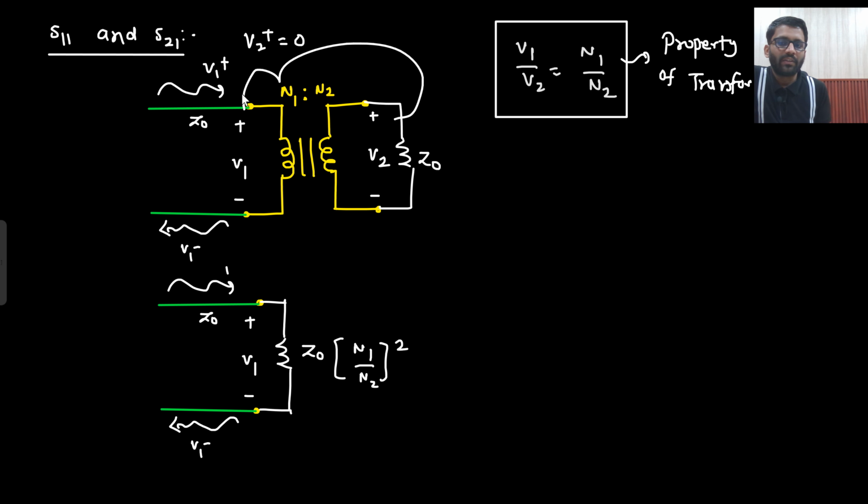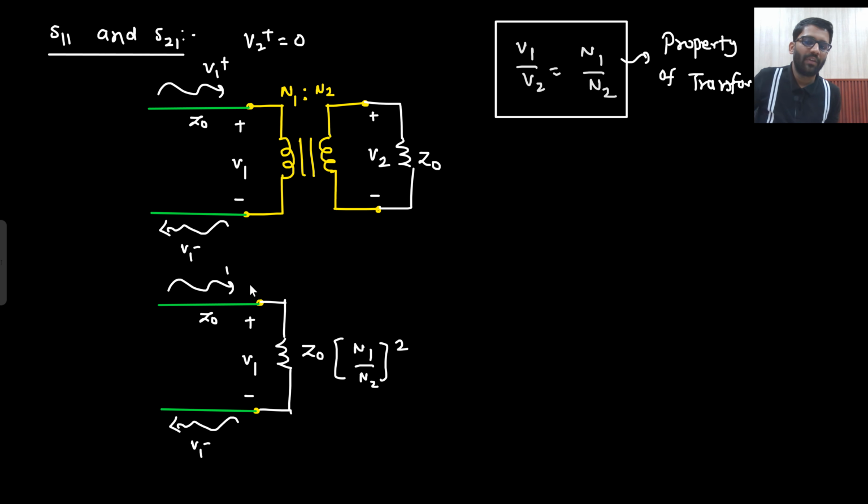Okay, from here to here it is going. So N1 by N2 square. Z0 into N1 by N2 square. So where finally it is going towards N1. So N1 by N2 square. Is that clear to you? So this will be your Z0. This will be the impedance. Now here this is having Z0 impedance and this is the load impedance.